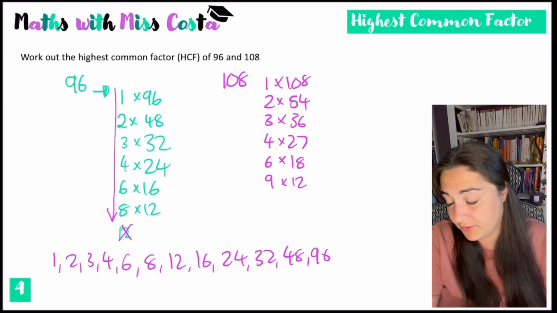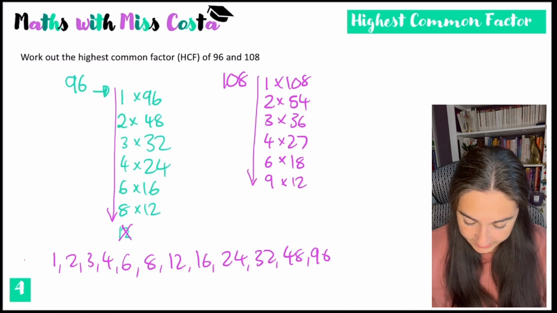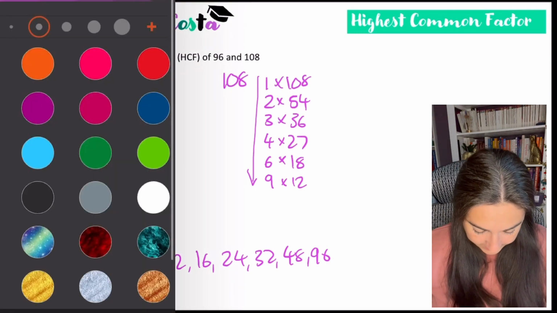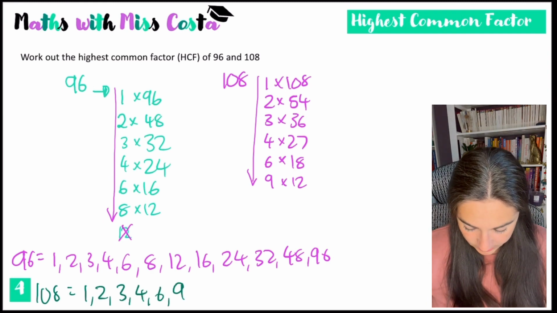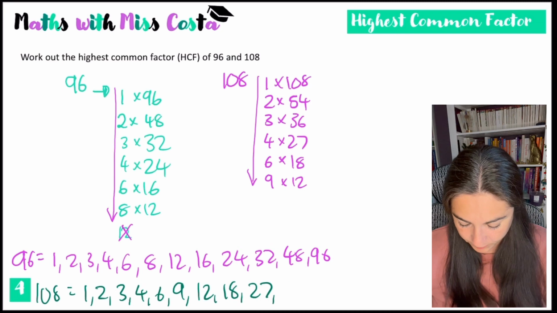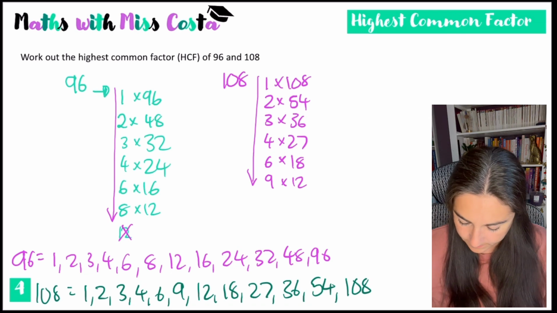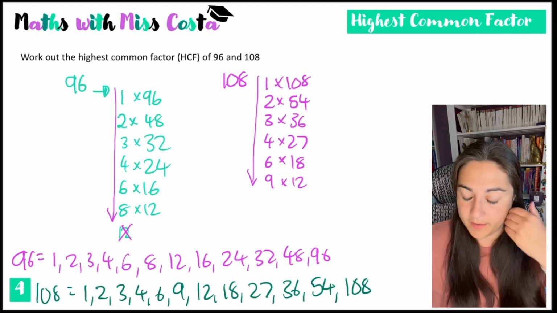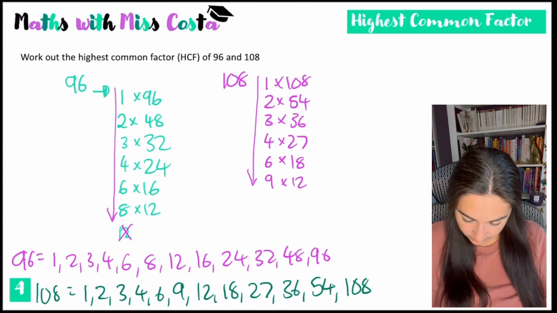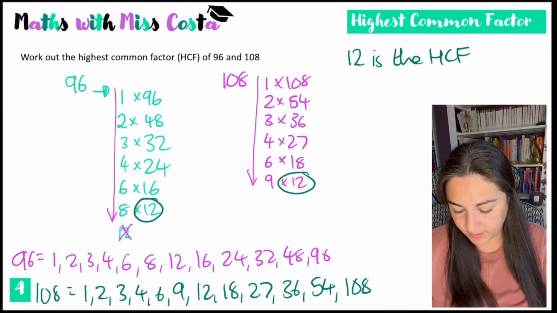Okay, so then we're back to the original, so we know that we've exhausted all of our numbers. So the factors of 96 are here. The factors of 108 are 1, 2, 3, 4, 6, 9, 12, 18, 27, 36, 54, and 108. And we're looking for the highest common factor. So out of these factors, what is the largest number that is common to both of them? And from what I can see, that would be 12. So 12 is the highest common factor of those two numbers.